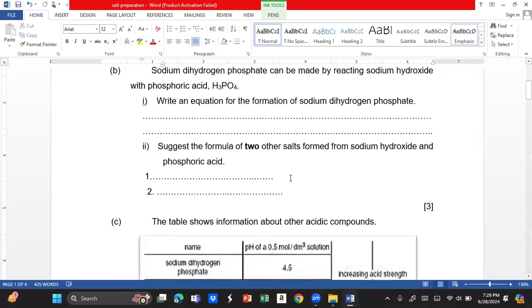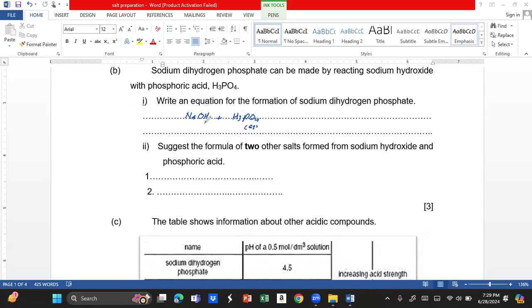Sodium dihydrogen phosphate can be made by reacting sodium hydroxide with phosphoric acid, H3PO4. Write an equation for the formation of sodium dihydrogen phosphate. Okay, so sodium hydroxide when reacting with H3PO4, phosphoric acid.